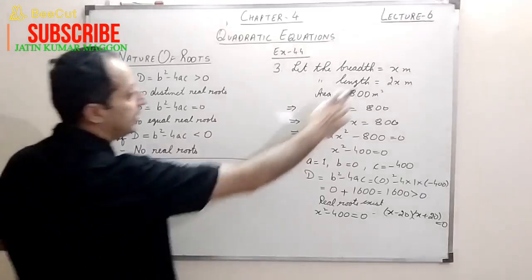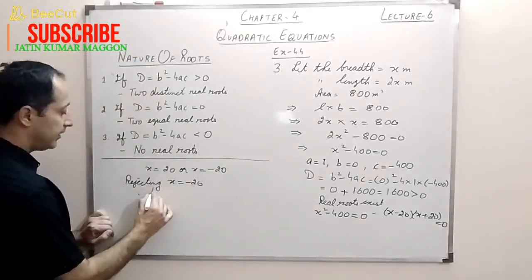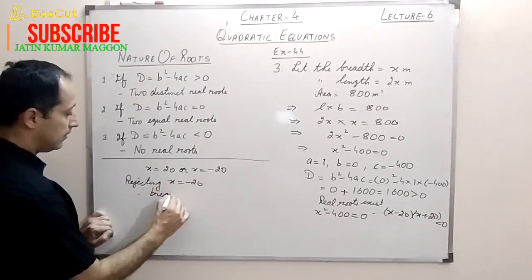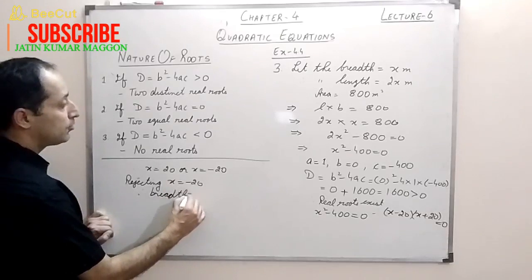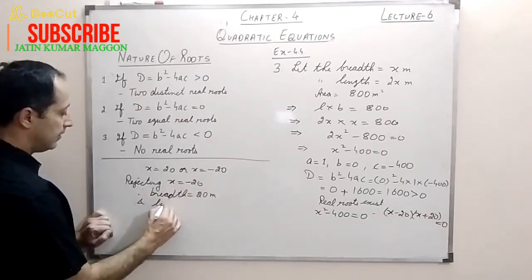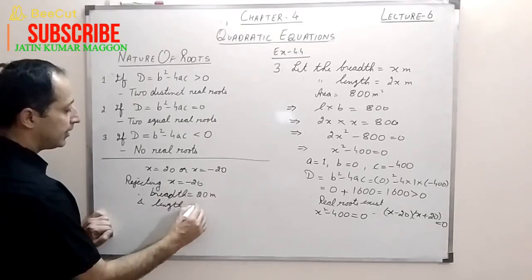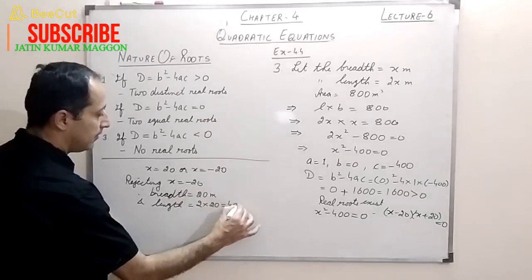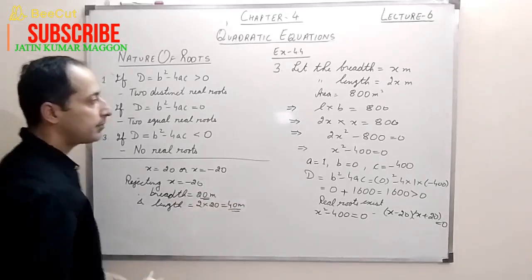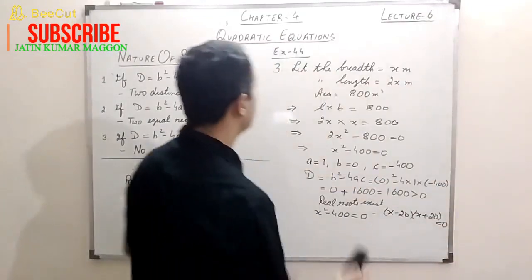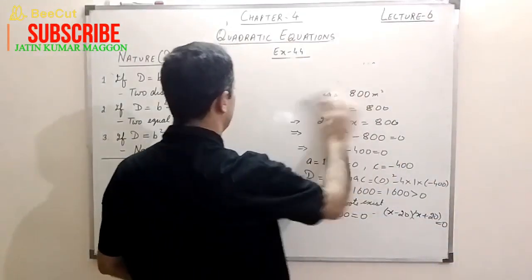Therefore, now what was the x? Well, we have x as the breadth. So breadth equals to 20 meter, and length is equal to 2x. So 2 into 20, that becomes 40 meters. Right? So now we take one more question, that is the fourth question of this exercise.